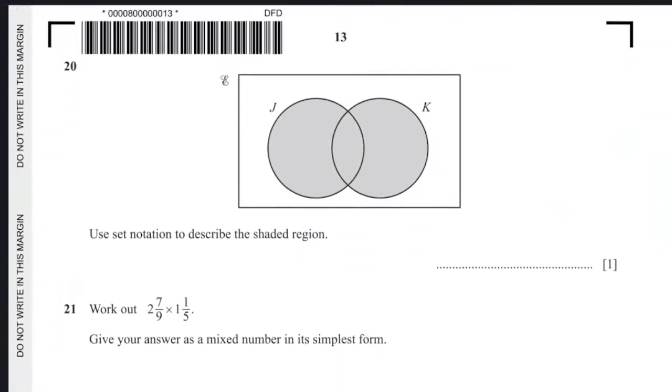How do you describe this shaded region? It's J union K, because both of them are shaded.